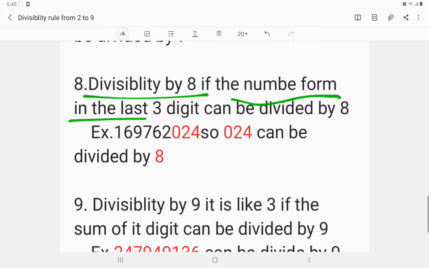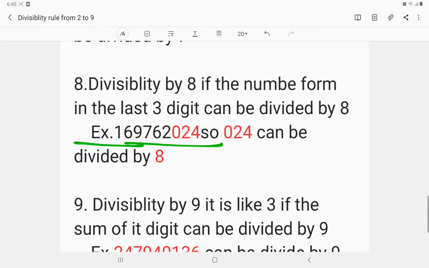If the number formed by the last 3 digits can be divided by 8. Not the last digit, the last 3 digits can be divided by 8. Example, this number can be divided by 8 because the last 3 digits, 0, 2, 4, are equal to 24, right? Can 24 be divided by 8? Yes, 24 can be divided by 8.